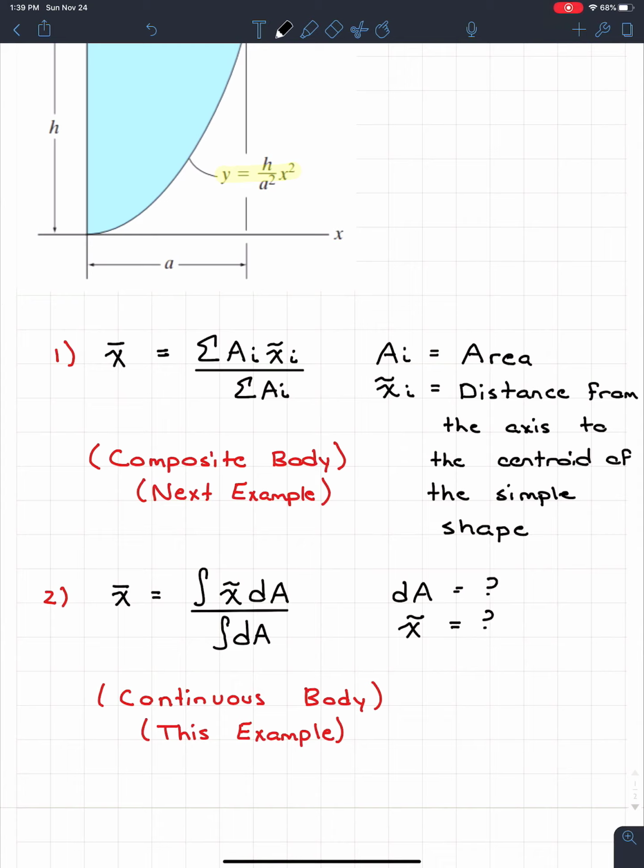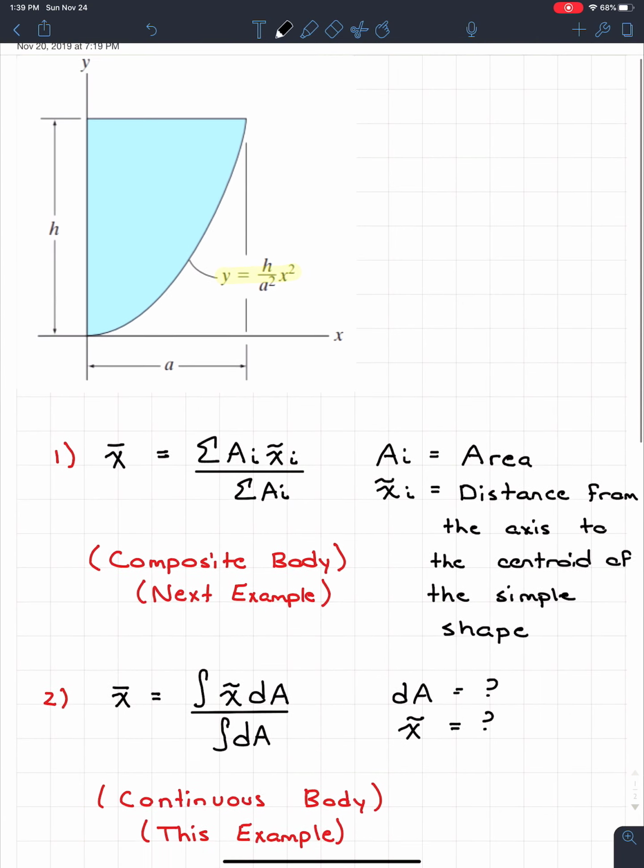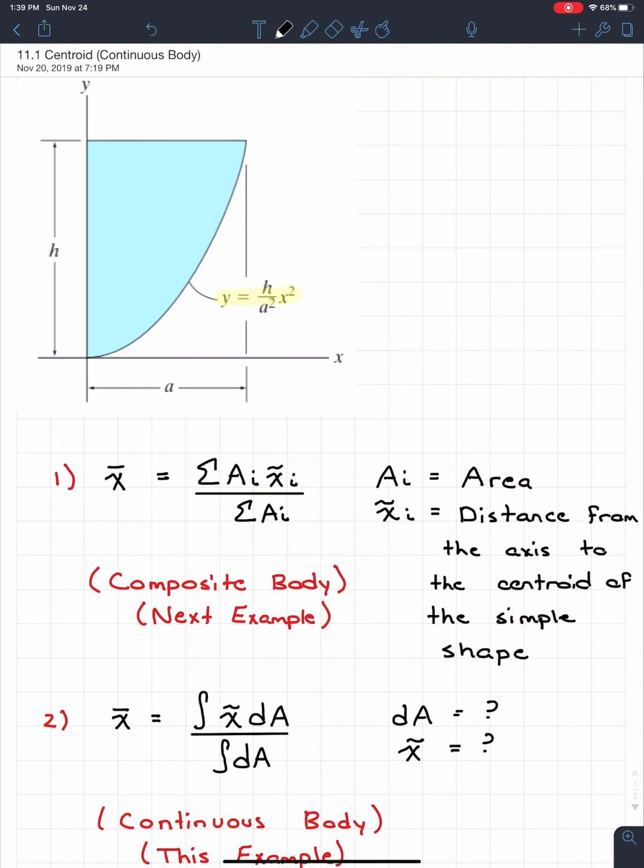So we have to find out what is dA, what is x bar. And by the time this video is up, you guys will already know kind of the procedure. I'm not sure how the other professors exactly do it, but it relies upon finding what we call a slice.